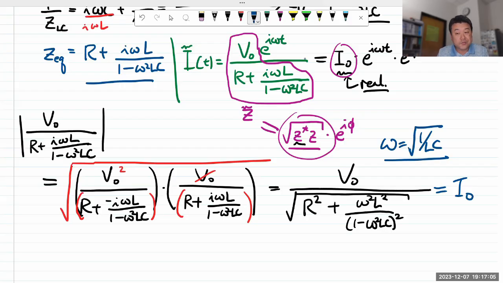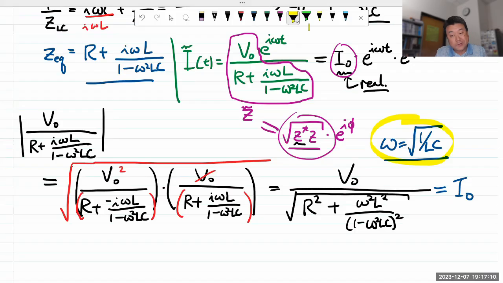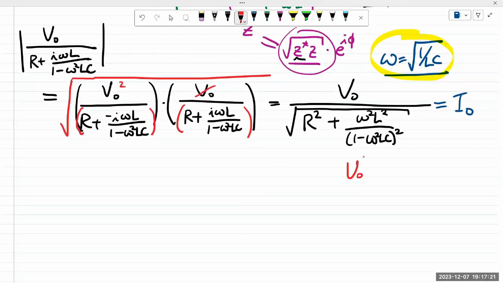So let's just try plugging in this resonance frequency and see what happens. Let's just write out the expression. I have V naught divided by the square root of R squared plus, okay, plugging that in, square it. So L squared will cancel out. So when I square it, I get 1 over LC.